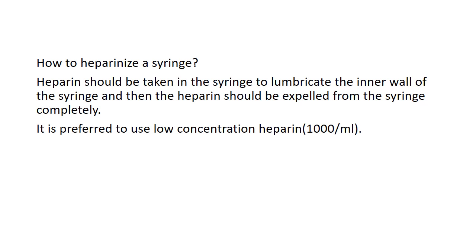Heparin should be taken in the syringe to lubricate the inner wall of the syringe, and then the heparin should be expelled from the syringe completely. So take 0.05 ml of heparin and lubricate the whole inner wall of the syringe and then expel it out completely. Okay, it is preferred to use a low concentration heparin, where 1 ml contains 1000 international units of heparin.